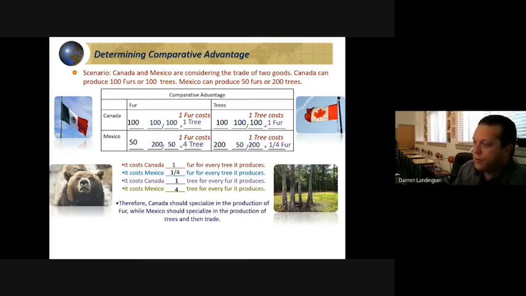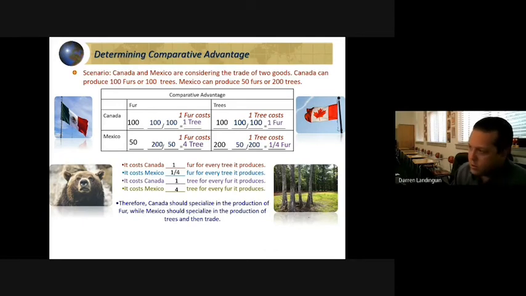Therefore, Canada should focus on fir production, while Mexico should focus and specialize on the production of trees. And then these two parties should trade. What we're going to look at in a following lesson will be what the terms of trade should be, like how much should they trade one good for the other, and then what are the gains they incur as a result of the trade. But that's not for today, okay?